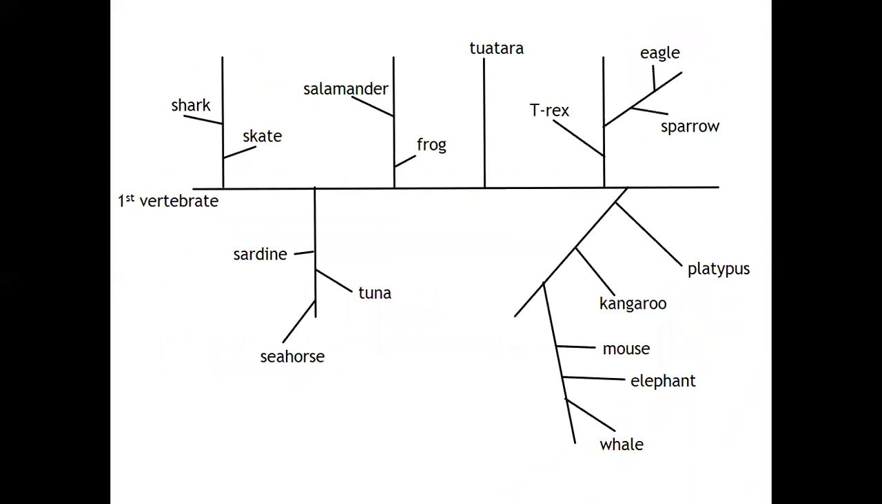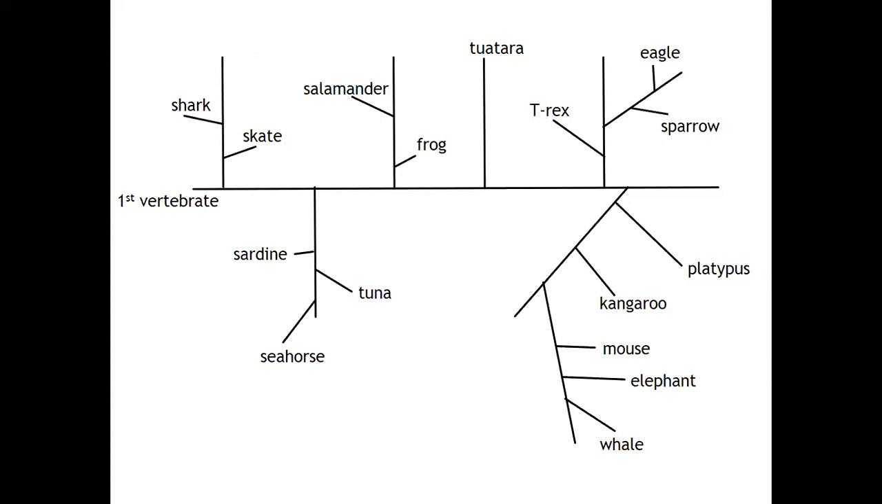and the tuna in between. I then put the salamander and frog on their branch, the tuatara on its own, because I had no other lizards, the T-Rex on the same branching as the sparrow and the eagle, the platypus and the kangaroo, then separate because one is a monotreme, the other is a marsupial, and then the mouse, elephant, and whale as the rest of the mammals.